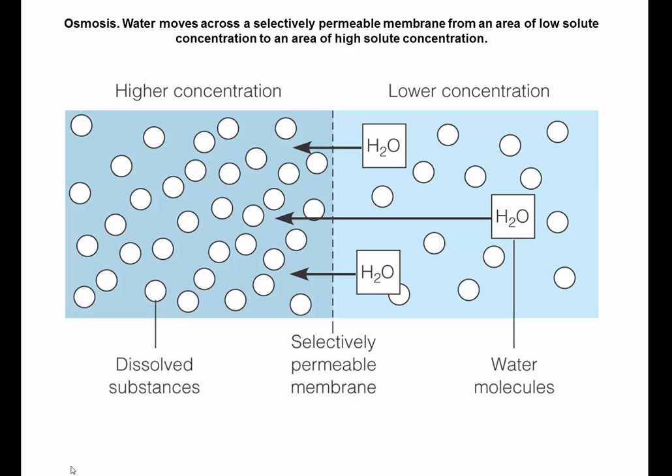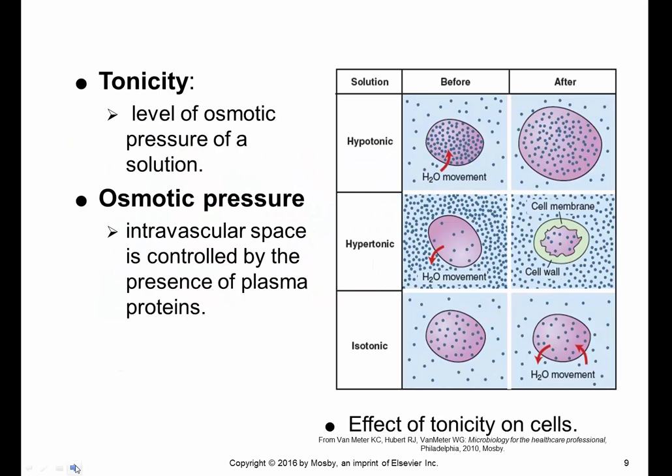So this is just a picture of osmosis. I'm sure you're all familiar with this, about how things move. Water and dissolved substances move across a semi-permeable membrane. We know that there's tonicity, which is related to the level of osmotic pressure, and our osmotic pressure in the intravascular space is really controlled by the presence of our plasma proteins.